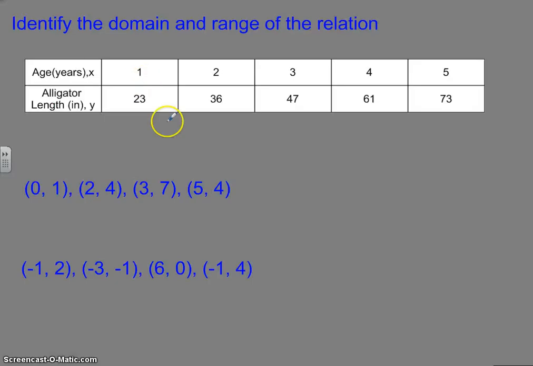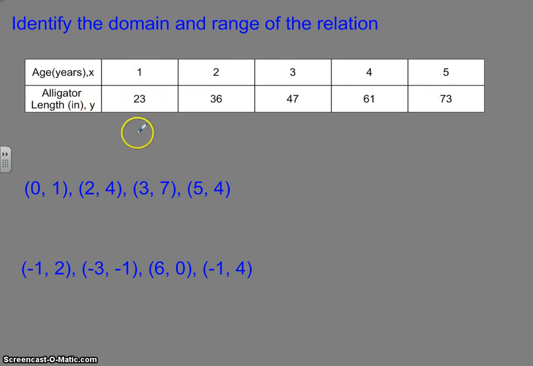Let's go to the next page. Identify the domain and range of the relation. Let's look at this relation. We have a table. We have an age and alligator length. Well, this is telling us x and y. Generally, in any table you look at, the top is going to be x, and it's going to be the domain. The bottom will be the dependent variable, which is y, and will be the range.